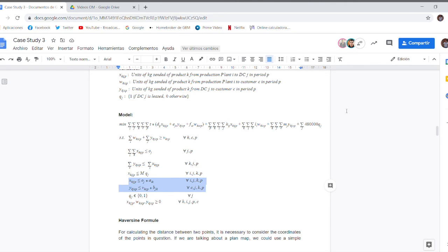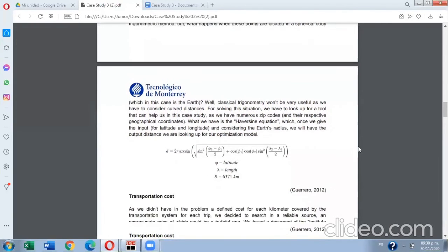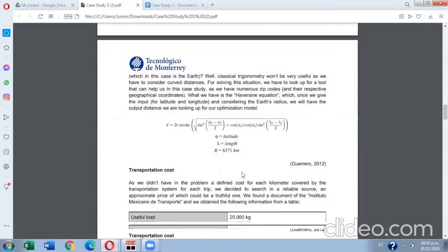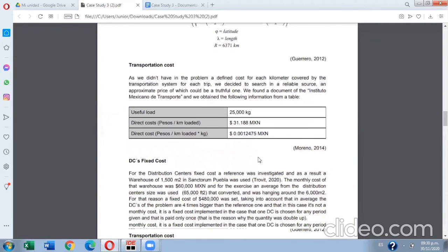We use the Haversine formula for calculating all the distances involved in our model. Here we consider the latitude and longitude of 2 points and the average radius of the Earth. We researched a document of the Instituto Mexicano del Transporte for a direct transportation cost, which is represented in pesos per kilometer times kilogram, and here is the cost that we are considering in our model.